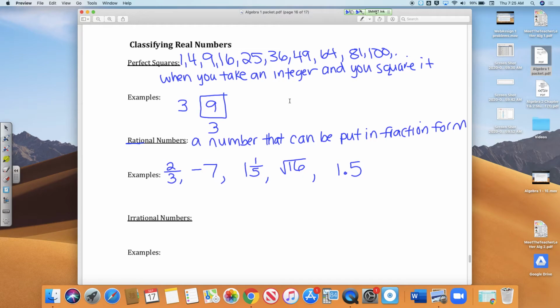That's 3/2. So basically, rational numbers are any number, no matter what form they're currently in, that can be put into a fraction. An irrational number is a number that cannot be put in fraction form.